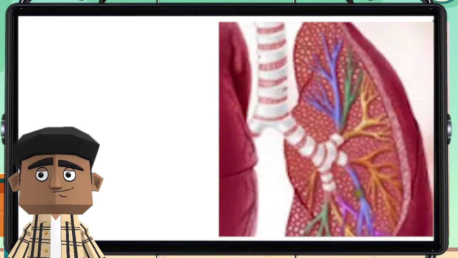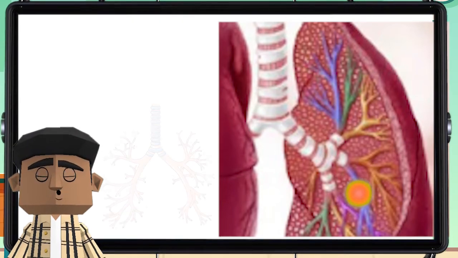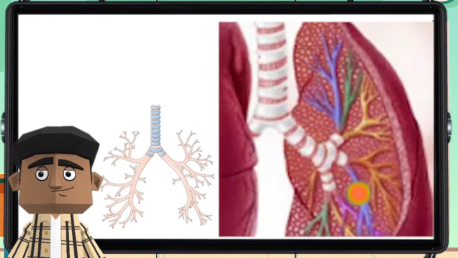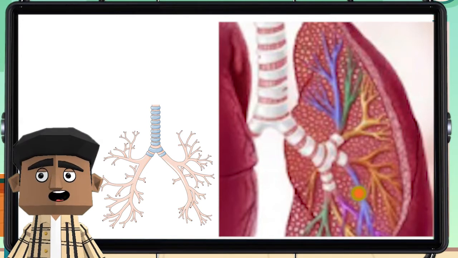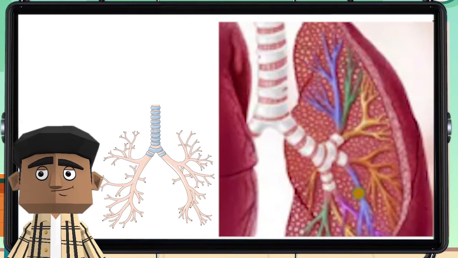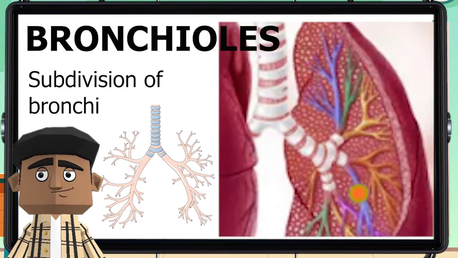The bronchi continue to divide again and again, becoming narrower each time until they appear like tiny tubes the size of twigs. Do you know what it is called? Very good. It is called bronchiole.